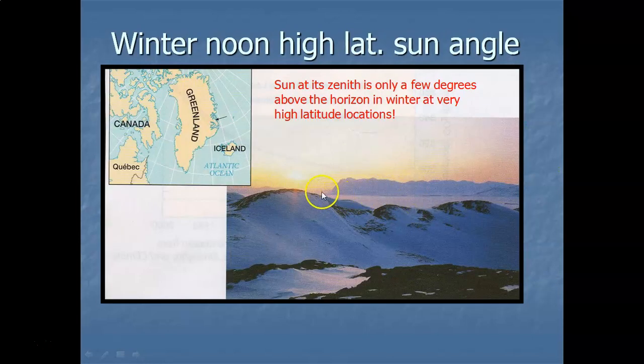And here's an example of a high latitude location where you're really far away from the subsolar point, and this is the sun at its highest point at noon in the sky, and it's only making a very low angle, so you're not going to get much heating at all. All right? So we're not used to that. We're used to seeing the sun much higher in the sky at noon.